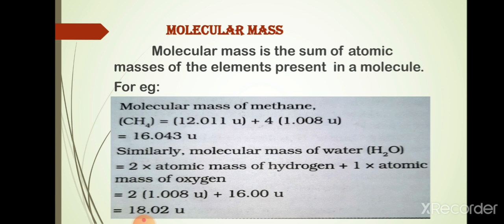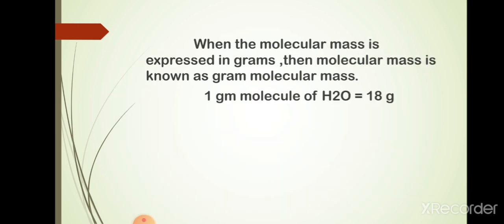Next example is for water molecule, that gives 18.02 atomic mass unit. Note that when the molecular mass is expressed in grams, then molecular mass is known as gram molecular mass. That is 1 gram molecule of water is equal to 18 gram.